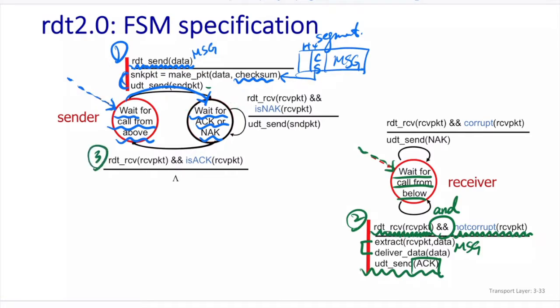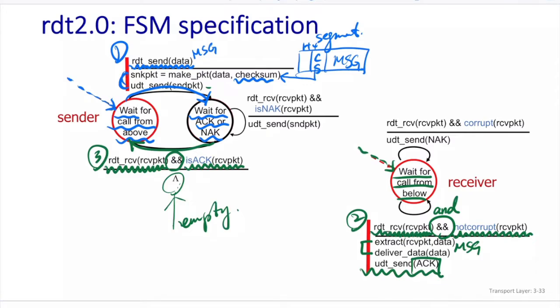Number 3. So the server waits at this state, and it receives the response, and the response is an acknowledgement. That means everything is fine. You send the messages, and I send the ACK, and you receive the ACK. So everything is done. That is good enough. So we do nothing. That means empty. Okay, that symbol is empty. Then it goes back to the initial state, wait for call from above.